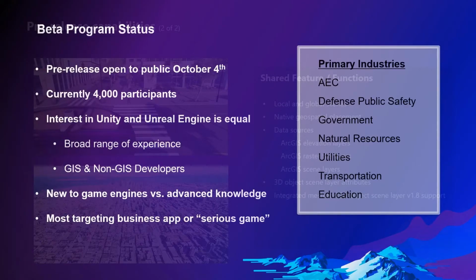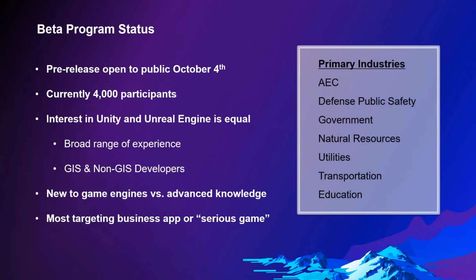It's been open to the public for over a year now and has been incredibly successful. Currently, we have 4,000 participants, many actively engaged in the community, prototyping solutions and providing feedback to our developer team. At this point, most participants in the beta program are targeting a business or enterprise application, sometimes called a serious game. In that respect, we're seeing pervasive interest in the use of geospatial data and game engines across many industries. A number of the industries have already embarked on this effort and are pursuing targeted solutions founded on game technology.